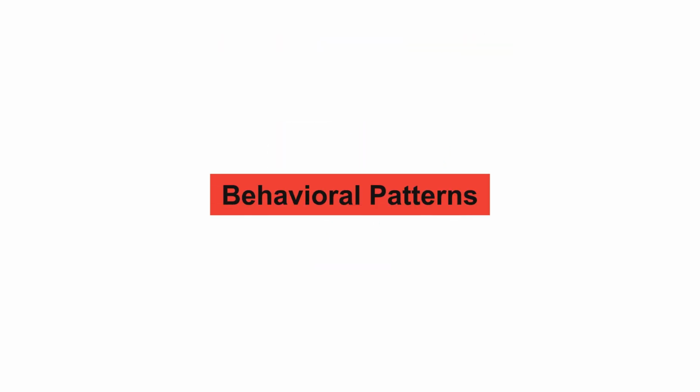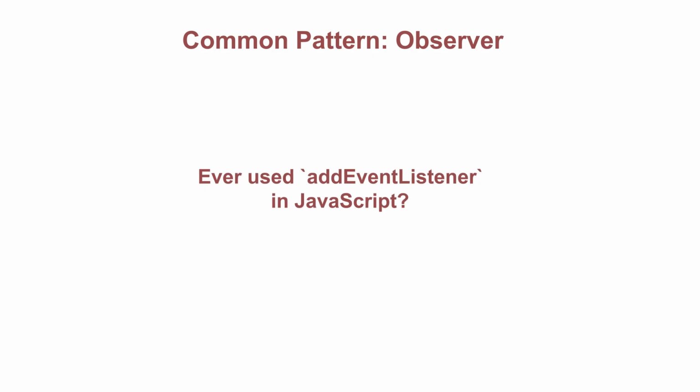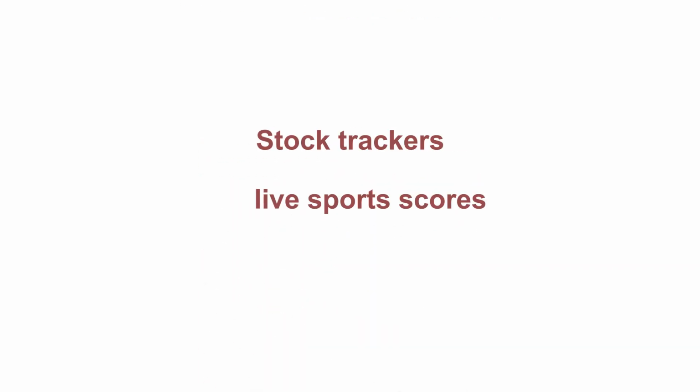The third and last design pattern is behavioral patterns. These patterns are all about communication and how objects interact and pass responsibilities. A common pattern is the observer pattern. You have seen this in action 100 times. Have you ever used addEventListener in JavaScript? That's basically the observer pattern. One object changes and the other reacts to it. Apps like stock trackers or live sports scores use this so data updates automatically without refreshing the page.